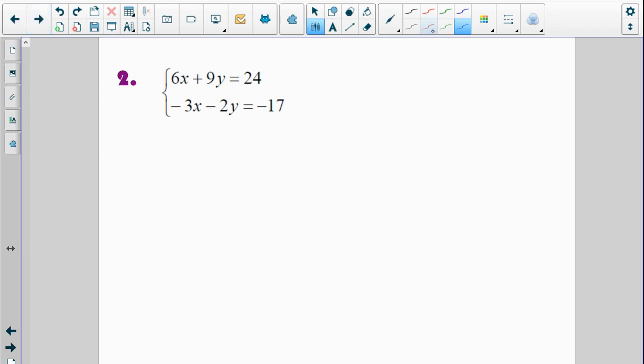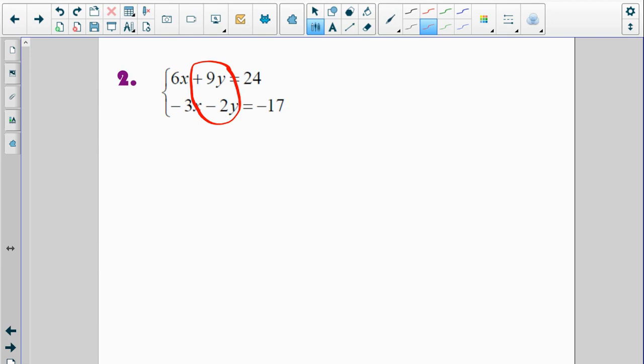Now, there may be more than one correct answer to this, but I think the best answer is to try to get the x's to eliminate. Because 6 is a multiple of 3, it will be easier to do that. If I wanted to get the y's to eliminate, I'd have a little bit more work to do. 9 is not a multiple of 2.